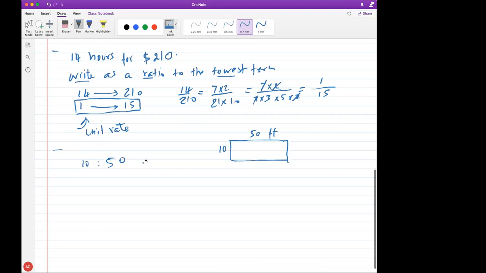Okay, first we're going to write it as a fraction, 10 to 50. Either way is fine. And then divide by 5. That's right, divide by 5, or even better, divide by 10. And it would be 1/5, so 1/5 or 1 to 5.